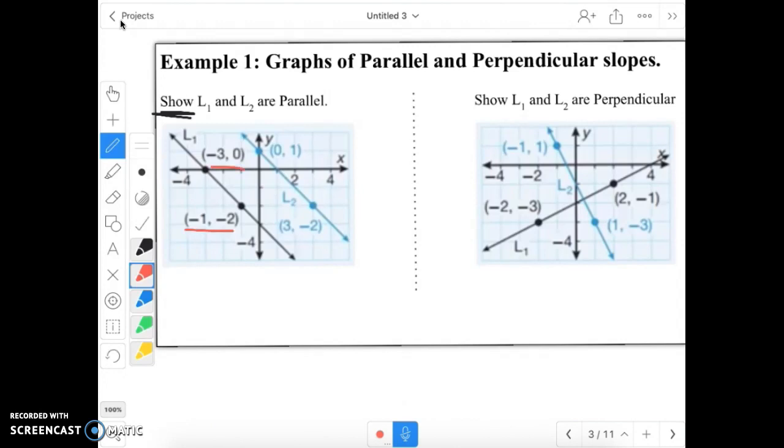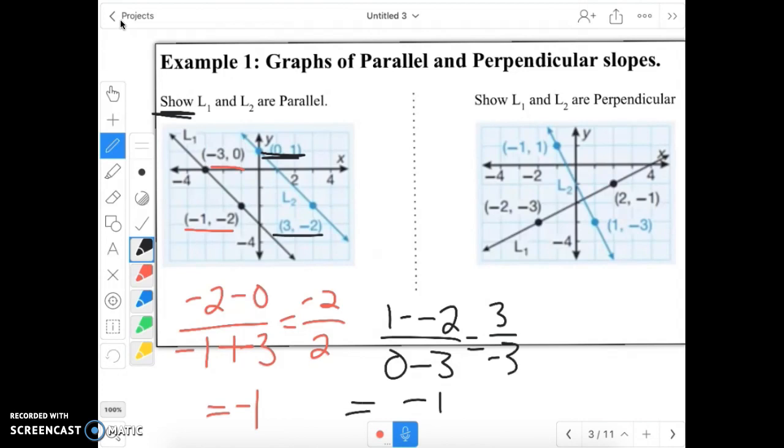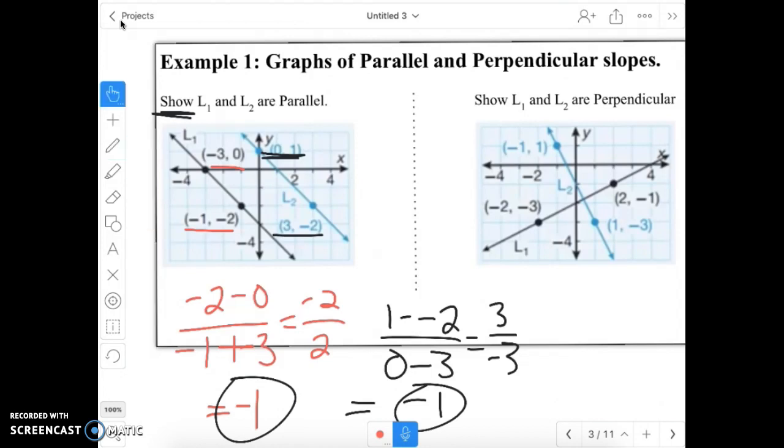So there's one line. So I'm going to do negative 2 minus 0 over negative 1 minus negative 3. So I get negative 2 over negative 1 minus negative 3. That turns into a plus. So we get a slope of negative 1. Now the second line over here, I'm going to use those points. So 1 minus negative 2 over 0 minus 3. We get a positive 3 over negative 3, which is negative 1. Because those two have the same slope, that shows that those two lines are parallel.